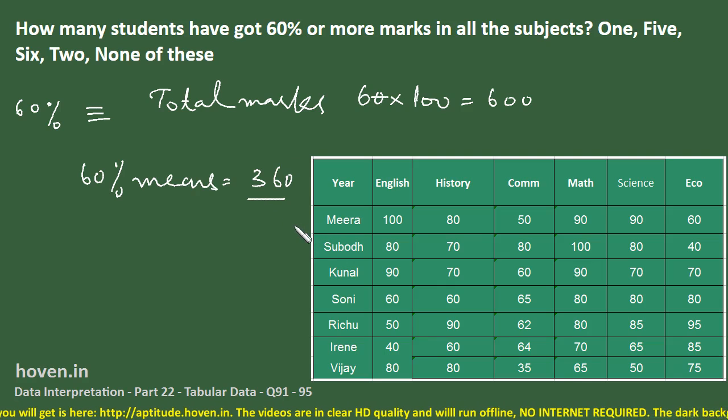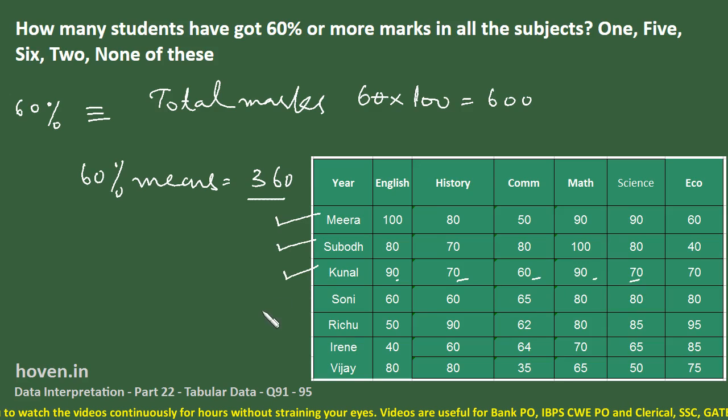Meera has scored 470. We have already calculated it in the first question. So this one, 80 plus 80, 160, 260, 340, 380. It has already exceeded 360. So this is one. Take this one, 90 and 90, 180. 180 and 70, 250, 310, 380. So this one also. Take this one now, 80, 80, 80 is 240, plus 60 is 300, 360, so already exceeded this one also.